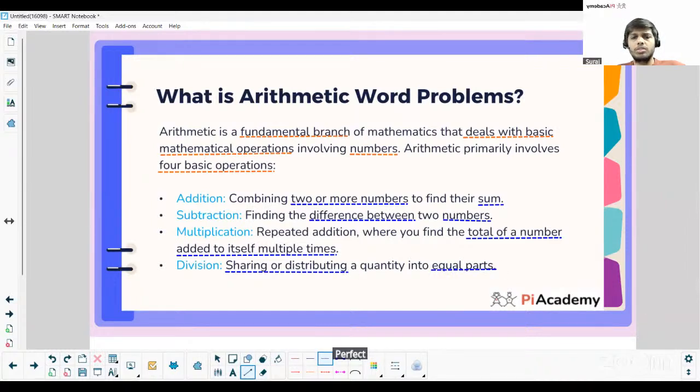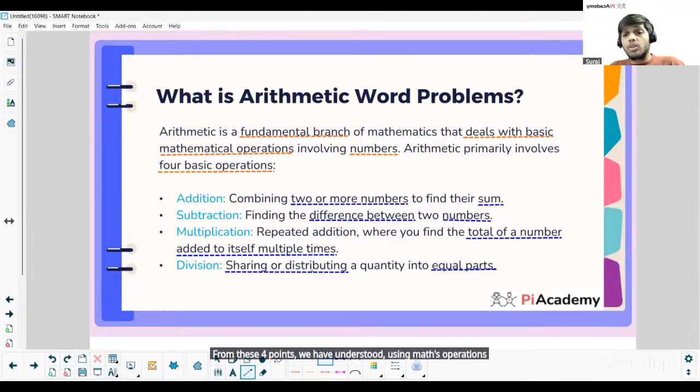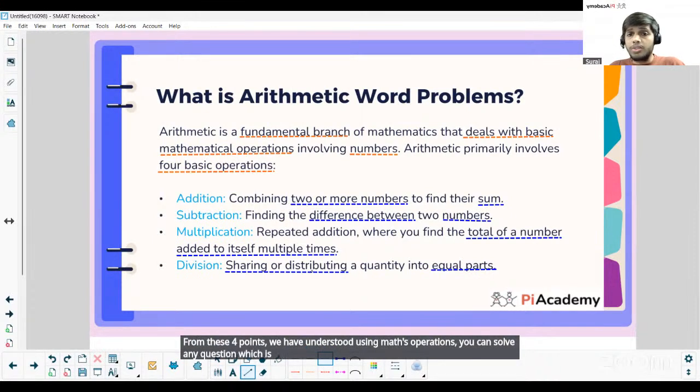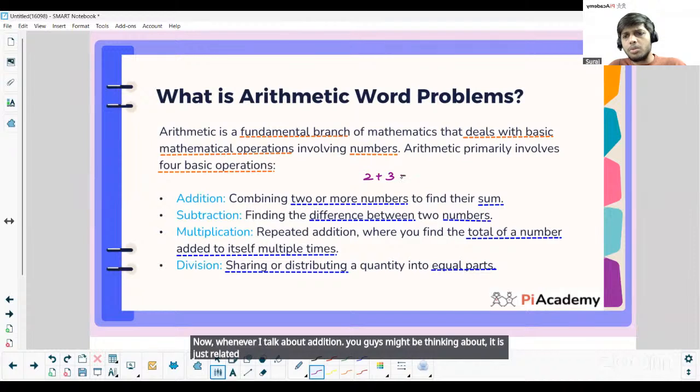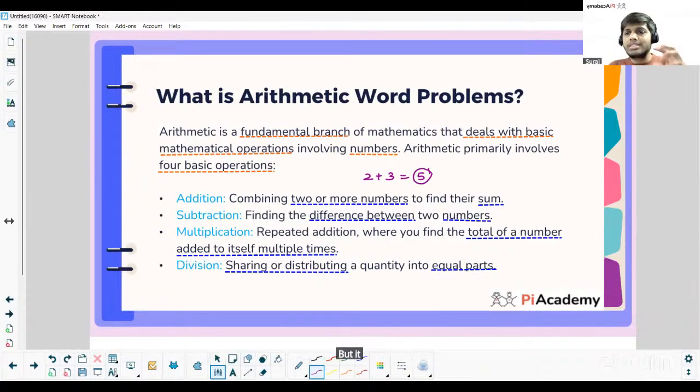Perfect. So this was distributing for everyone. But yes, from these four points, we have understood that using maths operations, you can solve any question which is going to come in front of you. It can be related to real life word problems as well. Now, whenever I talk about addition, you might be thinking it is just related to addition of two quantities and we are getting the final output. But it is not just related to this.